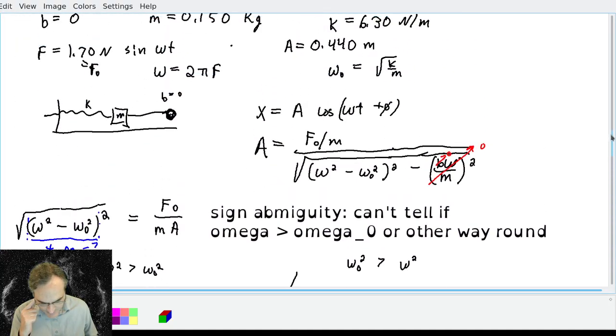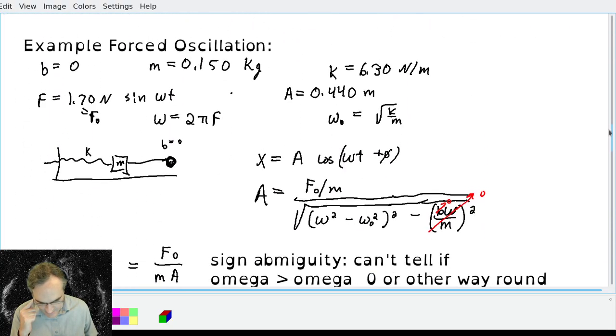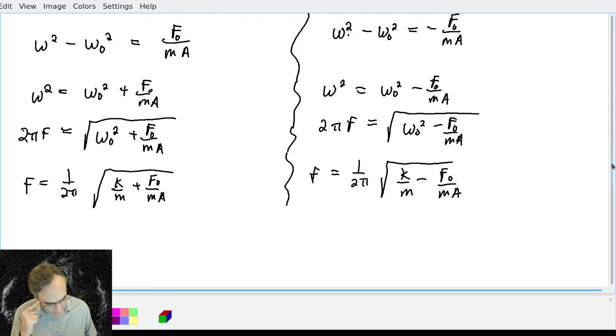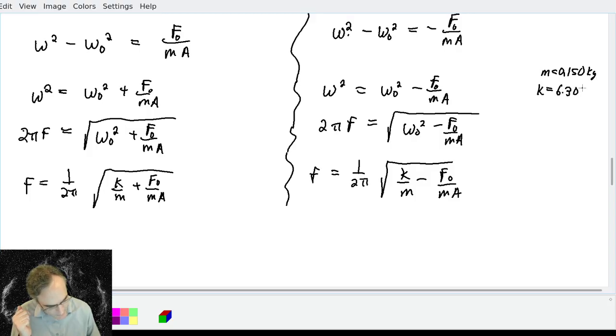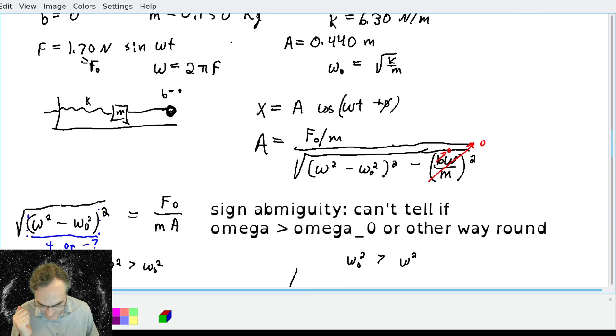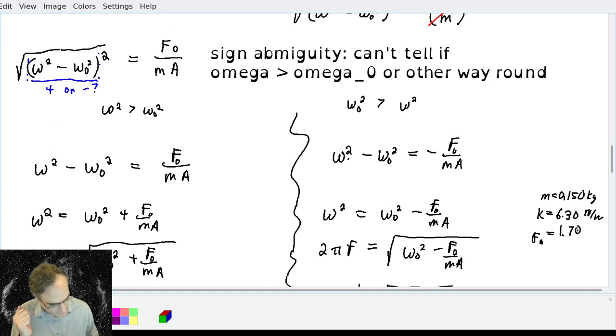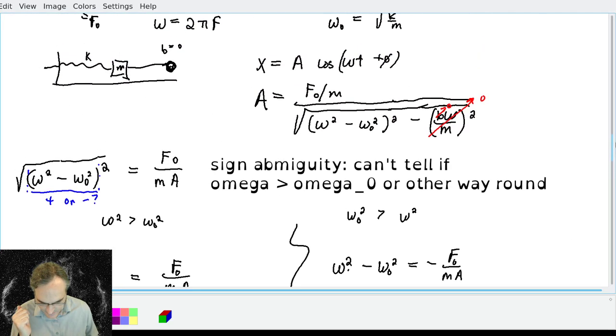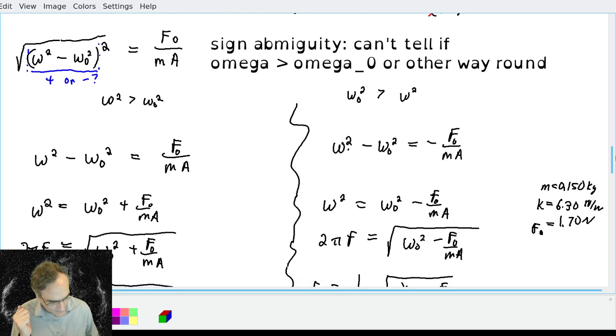Alright, so let's see. I'm going to recopy some of the values here. I've got 0.150 kilogram, 6.30 newtons per meter. F naught, I believe that's 1.70 newtons. I should remember it, I just looked at it. And we're targeting A equal to 0.440 meters.